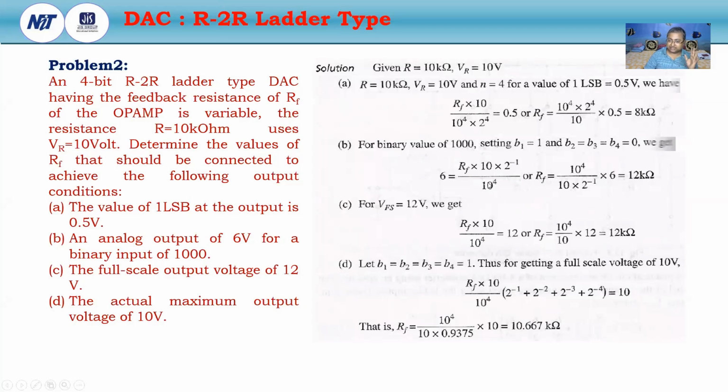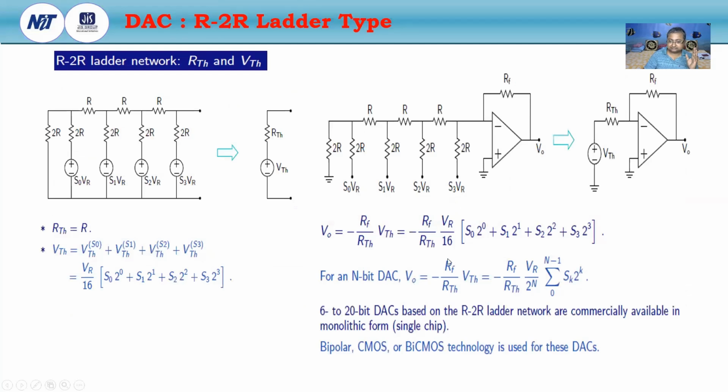So the formula is RF into 10 divided by R, that means VR. RF into VR by 2 to the power of n. 2 to the power of n means here this is only 1. So 2 to the power of n is equal to, what is the value? Now the value is 6 volt, the output voltage. So put the formula like this. This is the RF, this is the RTH, that means R. This is the VTH. Put the value here.